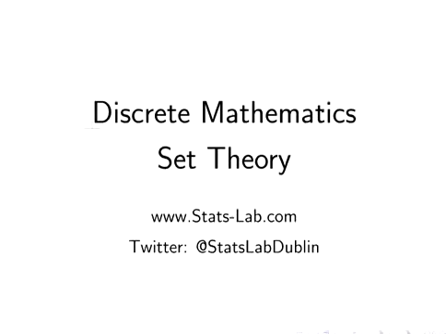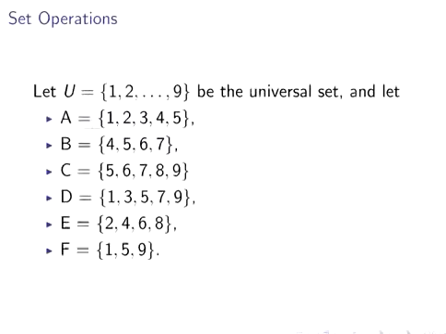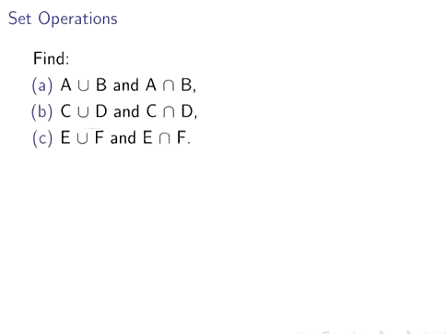In this presentation, we are going to look at some set operations, and in particular what we're going to do is union and intersection. So let U, the universal set, be the integers 1, 2, 3, 4, 5, 6 all the way up to 9. So 1 to 9. And what we're going to do is define these 6 subsets: A, B, C, D, E and F, and answer some questions on them.